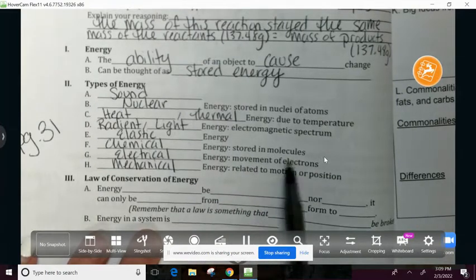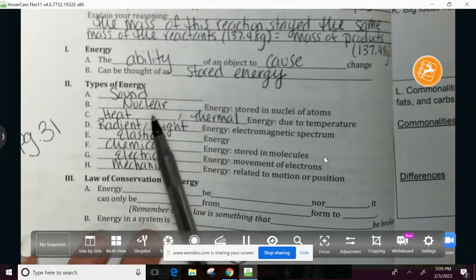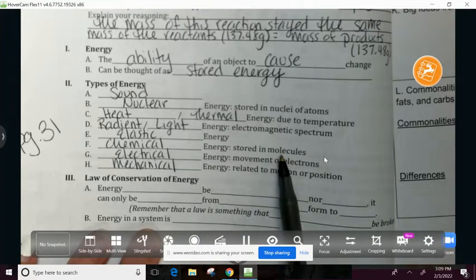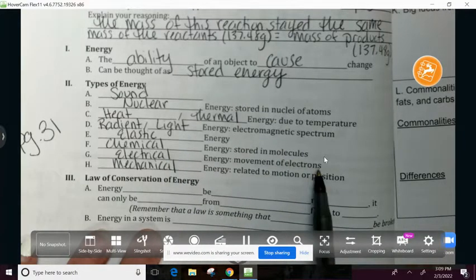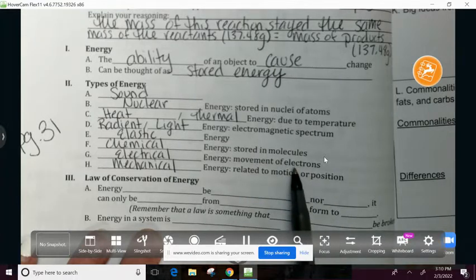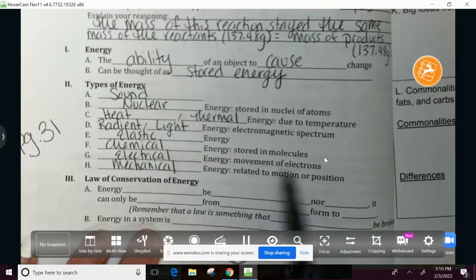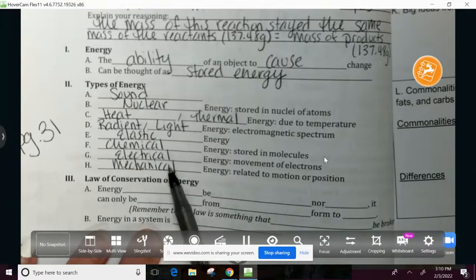Chemical energy is stored in molecules. Remember, molecules have bonds because there are two or more atoms or elements chemically combined. So you can break them apart and release energy. There's electrical energy, which is movement of electrons in an atom. But electrical energy would be things like our lights and electric cars. And then there's mechanical energy, which is related to motion or position. You'll learn about that in physics.